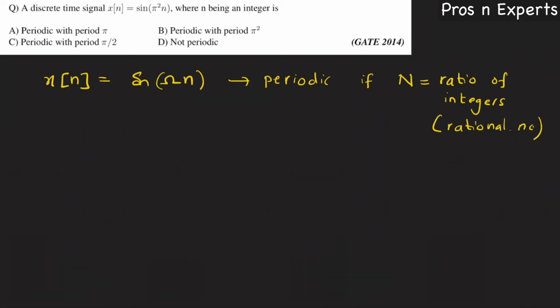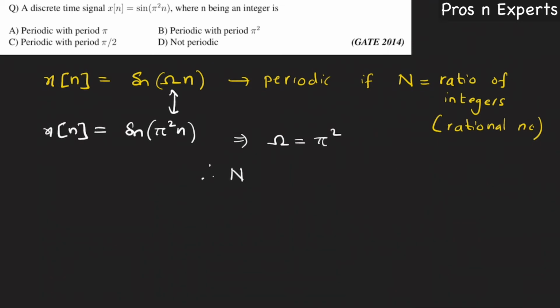So in this question we are asked to check x of n equal to sine pi square n. Comparing these two signals, we can definitely write omega, or angular frequency, equal to pi square. Therefore, from angular frequency we can find the time period by the relation 2 pi by omega. That is equal to 2 pi by pi square, that is equal to 2 by pi.